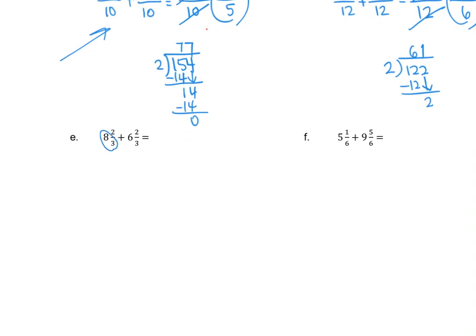All right, this next one, I get a 3 as my denominator. I get 26 on the top, and I get 20 on the top. So I have 26 over 3 plus 20 over 3, which means I get 46 over 3. That does not simplify.